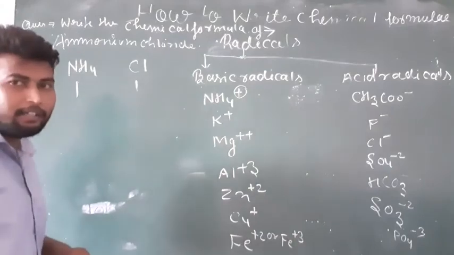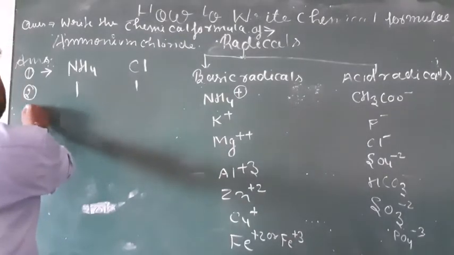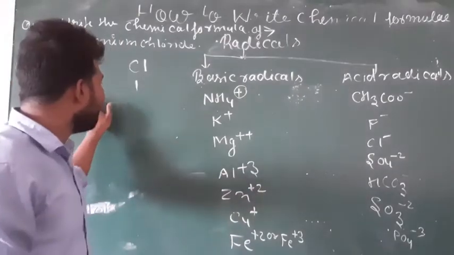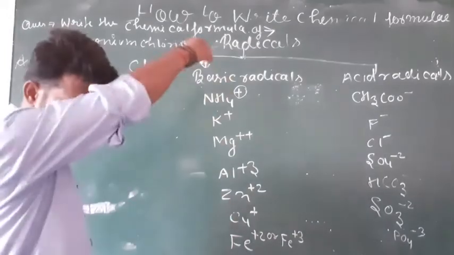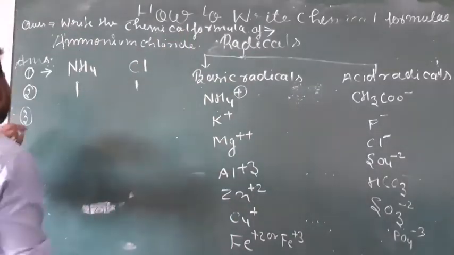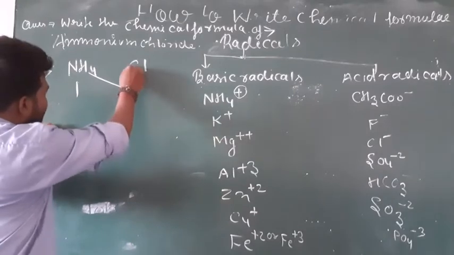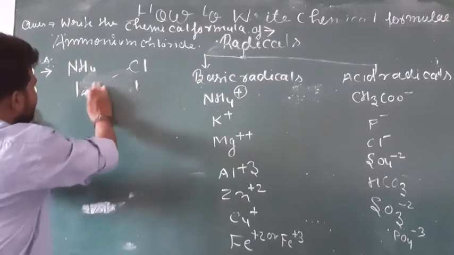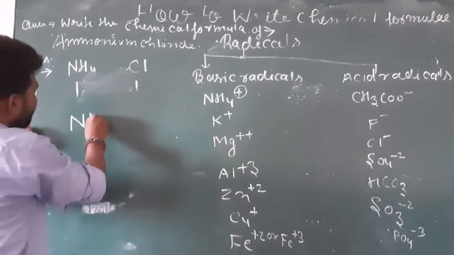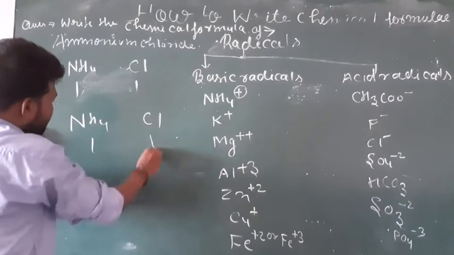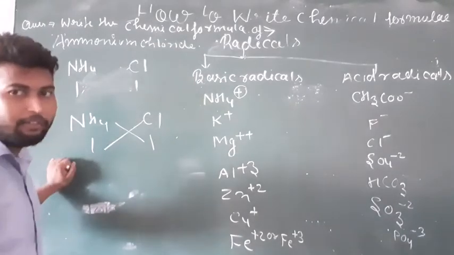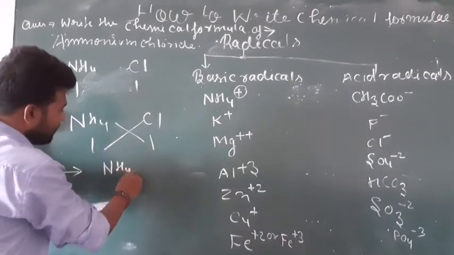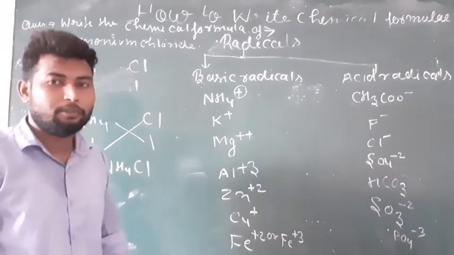Clear? Now rule number third: use suitable digits to convert into a simple ratio. It is already present in the simple ratio. Clear? So fourth, interchange the valency. According to the rule, ammonium and chlorine both interchange the valency. When they interchange the valency and you write in the simplest form, you get NH4Cl. So this is the chemical formula of ammonium chloride.